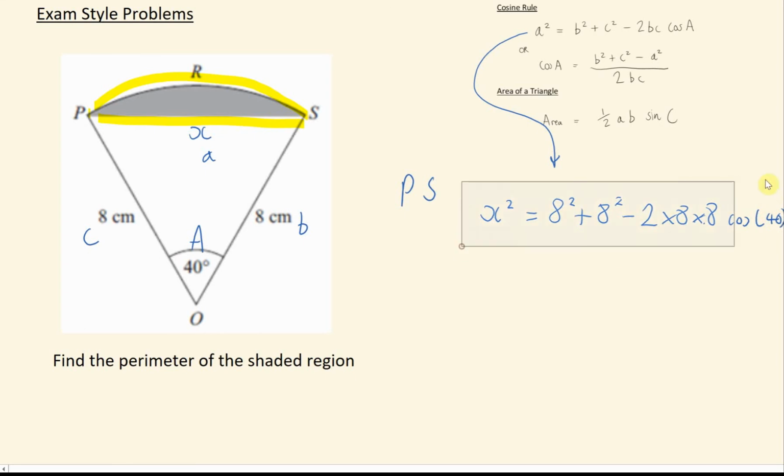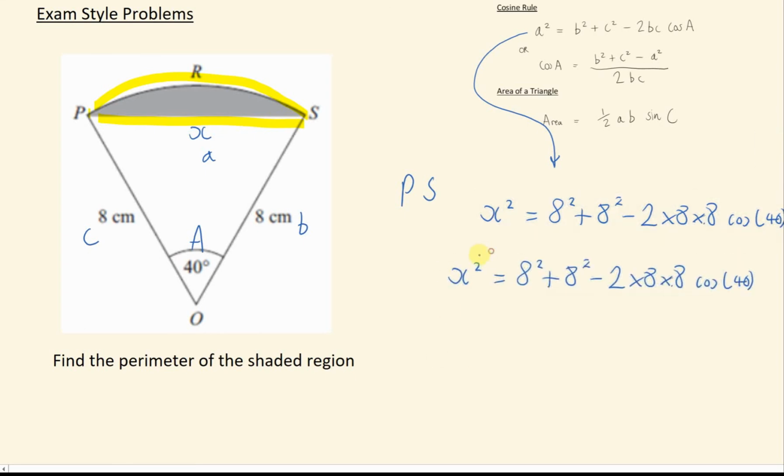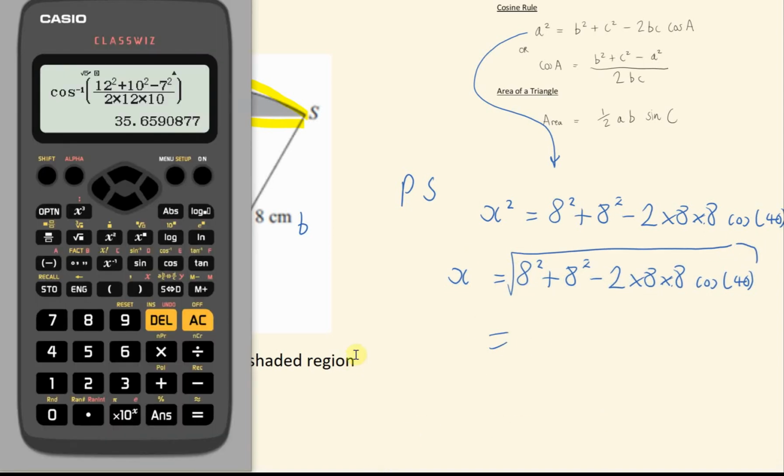And just like before here, I've got x squared, but I want x. So to work it out, I then need to square root my right hand side. Okay, and we can type that in fairly quickly. Okay, so there we can see that that length was 5.47.